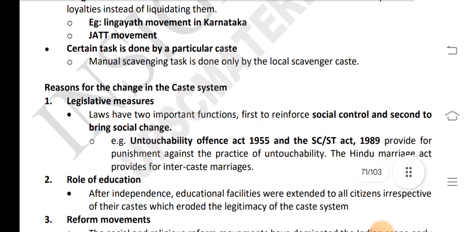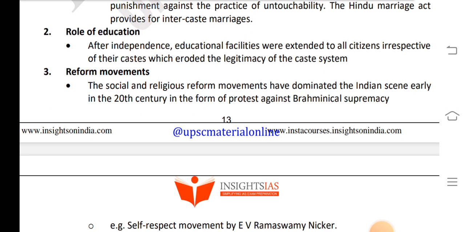Progressive measures of reservations and affirmative action have surfaced caste loyalties instead of liquidating them, as in the Lingayat movement in Karnataka and the Jat movement. Certain tasks are done by particular castes, and manual scavenging is done only by the local scavenger caste. Reasons for the change in the caste system.